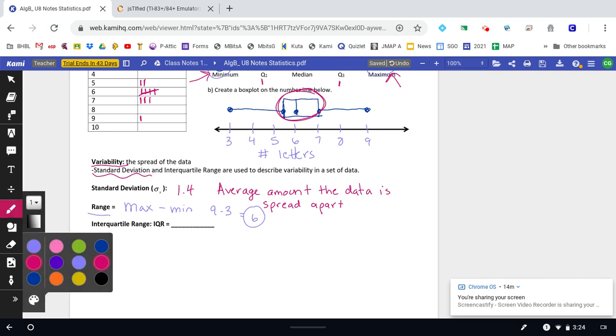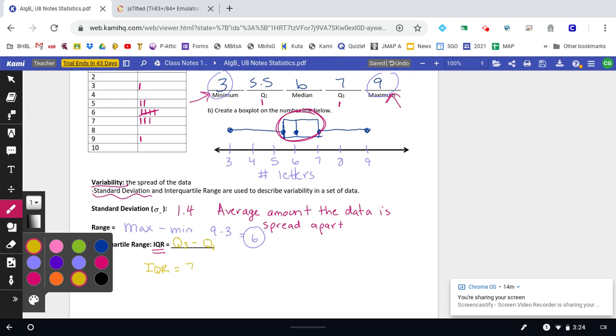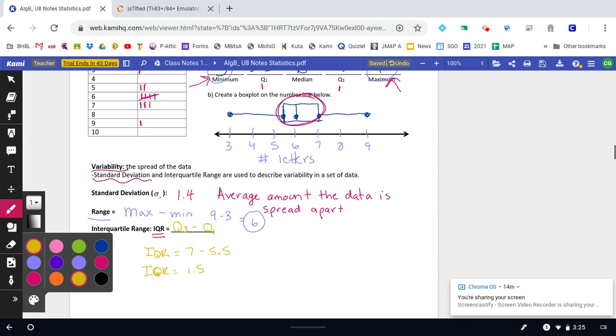Now my interquartile range, right? The range of the quartiles. So this, I'm going to take the upper quartile. I'm going to subtract the lower quartile. So my IQR, in our case above, 7 minus 5.5. So my IQR is 1.5. So most of you have names that are about 5 to 7 long, right?